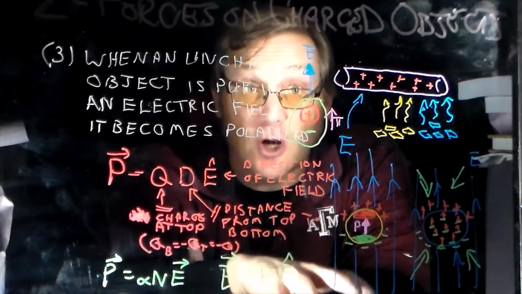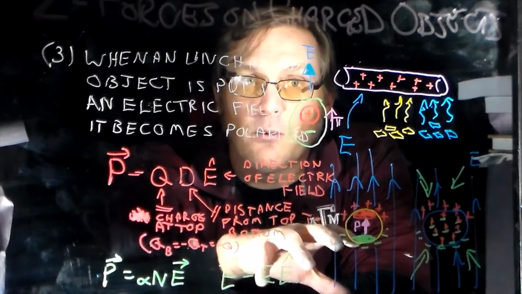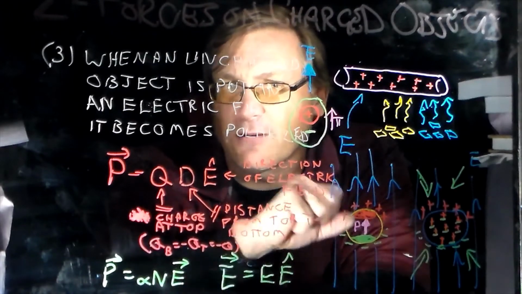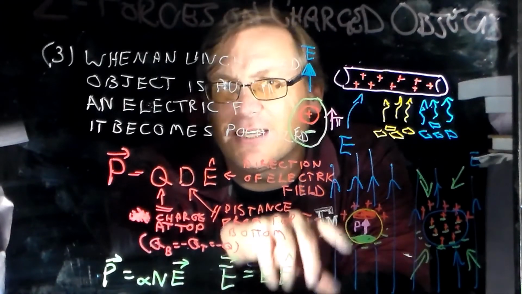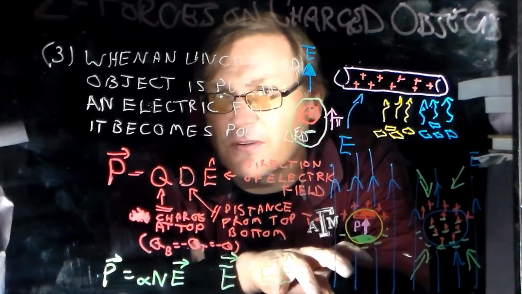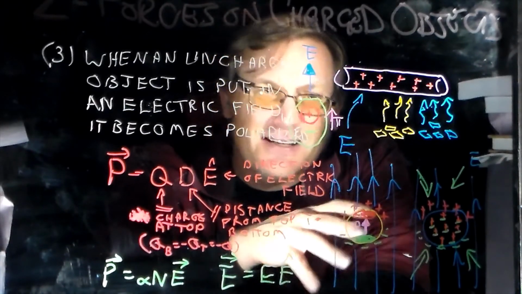So now we've talked about charge, and we've talked about what happens to a charged object when it's put in a field. Next we're going to talk about how we get those fields, what generates those fields, and stuff in that region.